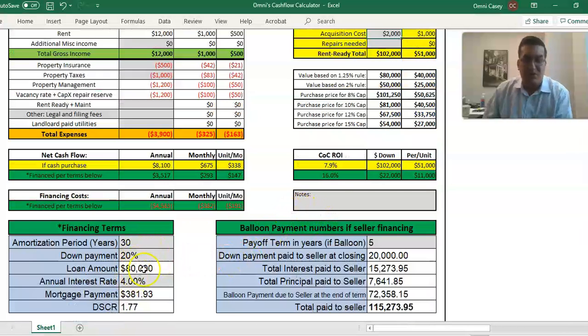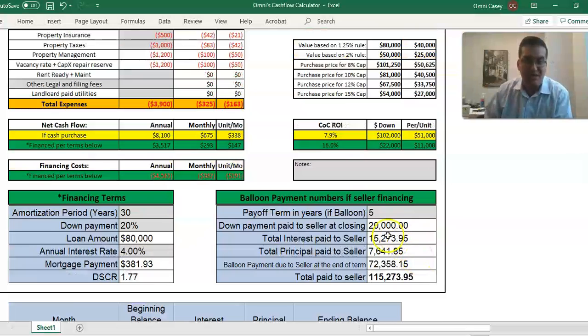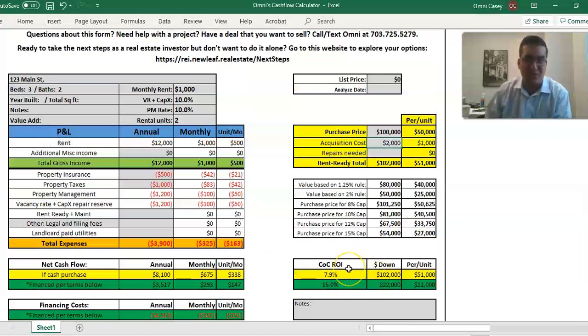However, because of the lower down payment, you're only bringing $22,000 to the table after closing costs, which is actually a 16% cash on cash ROI. You paid higher, but you're getting a better ROI. Balloon payment for the seller after 5 years, take a look at this. You get $20,000 at settlement. They get $3,000 and some change principal and interest over 5 years. Plus your balloon payment, they're actually making $115,000 when you factor in the interest payments and principal payments that they're getting along the way. Not bad. Get over asking price if they're willing to wait for their money.